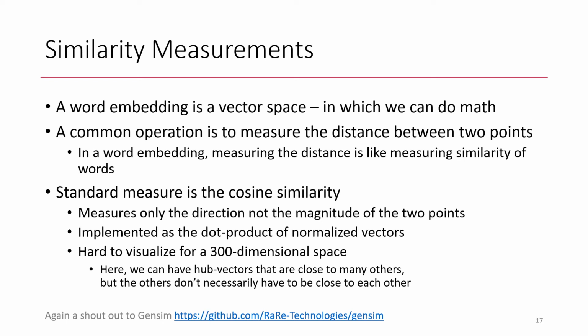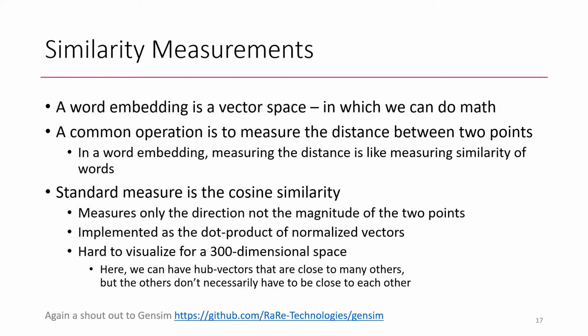So I briefly talked about analysis of Word2Vec. What are those analyses based upon? Mostly they're based upon some sort of similarity measure. A word embedding is a vector space in which we can do math and mathematical operations. A very common operation is to measure the distance between 2 points. And in a word embedding, measuring the distance corresponds to measuring the similarity of words.